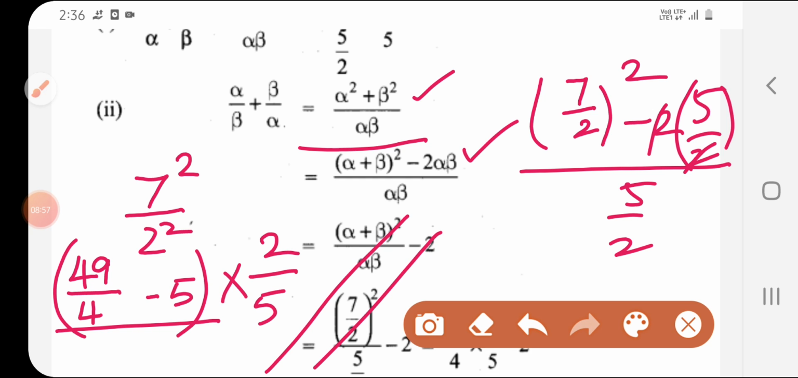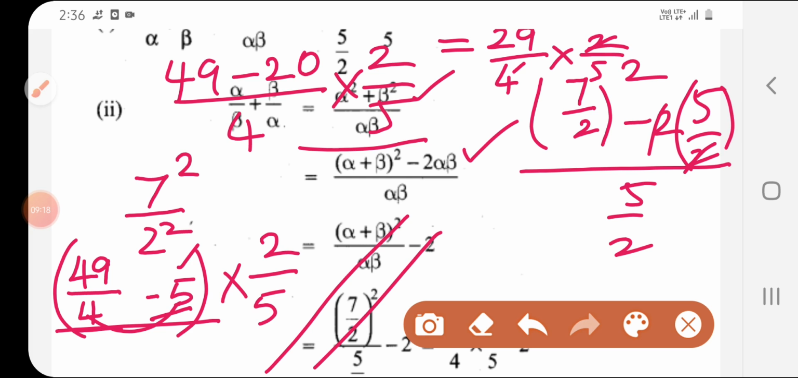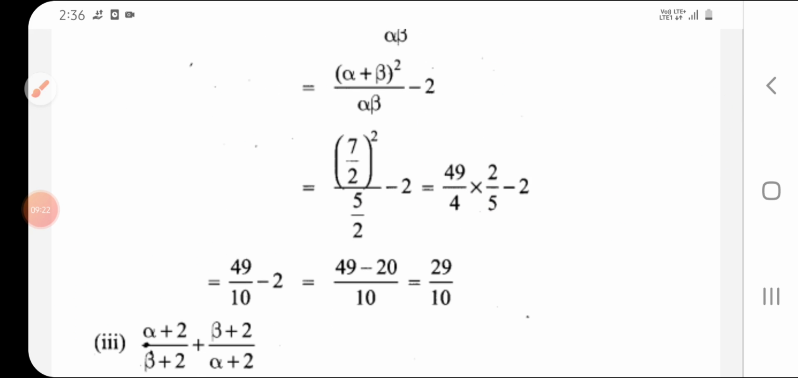Now we have to take the LCM in this. If we take the LCM, 4 is the LCM here, 20 will come, 4 5s are 20. So 49 minus 20 divided by 4, into 2 by 5 will come. Now 49 minus 20 is 29 by 4 into 2 by 5. Now when we cancel this, we will get 29 divided by 10. This is our answer.